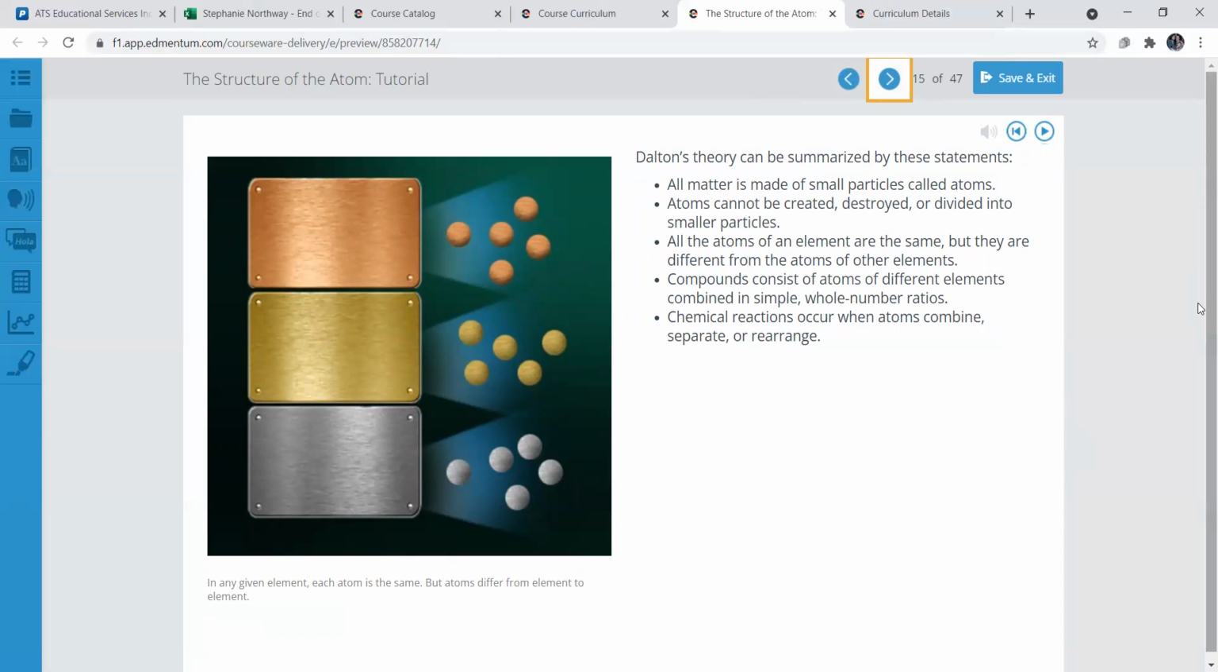Okay, so then we can summarize it. We have these statements right here, and these are important. All matter is made up of small particles called atoms. Atoms cannot be created, destroyed, or divided into smaller parts. All atoms of an element are the same, but they are different from the atoms of other elements. Compounds consist of atoms of different elements combined in simple whole number ratios. Then chemical reactions occur when atoms combine, separate, and rearrange. So meaning atoms are combining, separating, a chemical reaction is taking place. So you're combining two different elements and something happens.